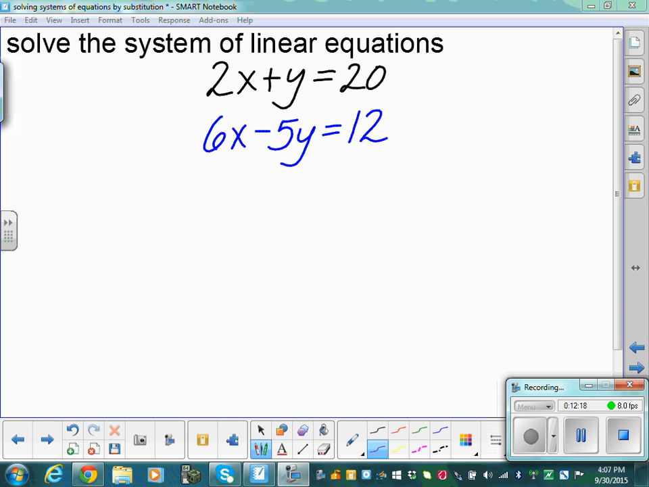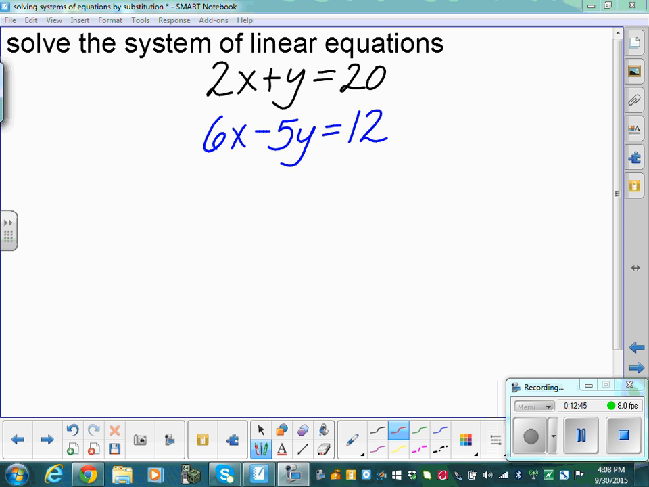All right, here's another one. So we have 2x plus y is equal to 20. That's our first equation on top, and on bottom, we have 6x minus 5y is equal to 12. Now remember, the first thing we have to do is solve for a variable if it's not already isolated. We need to isolate one of the variables. You can choose either equation, but always choose something that's not going to cause you to have fractions.